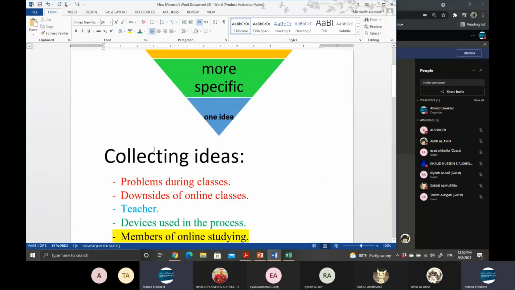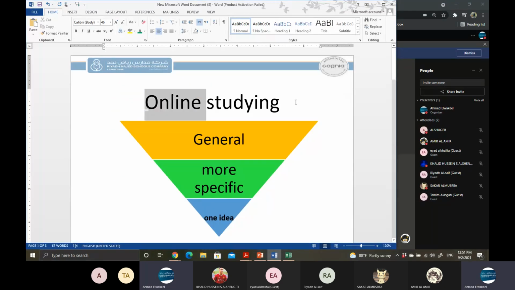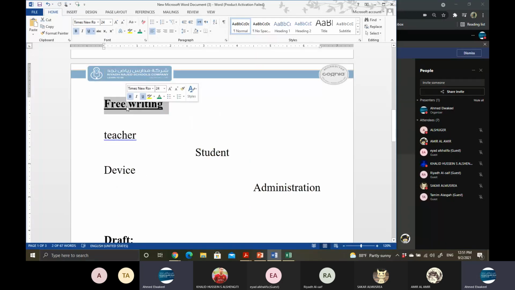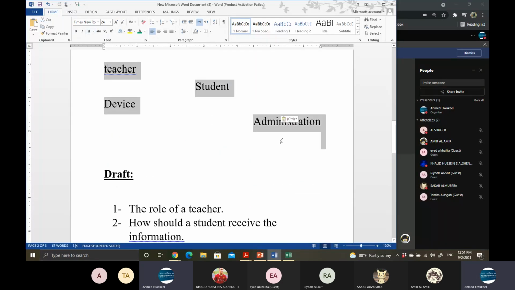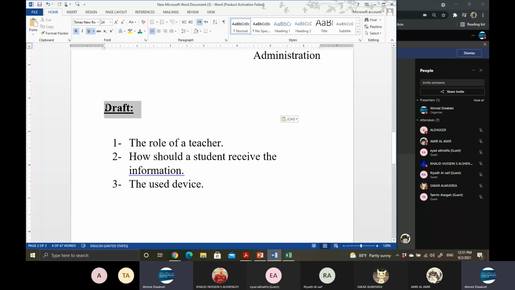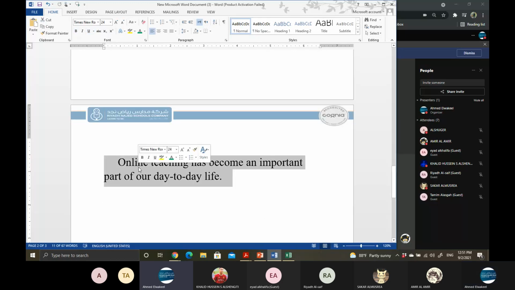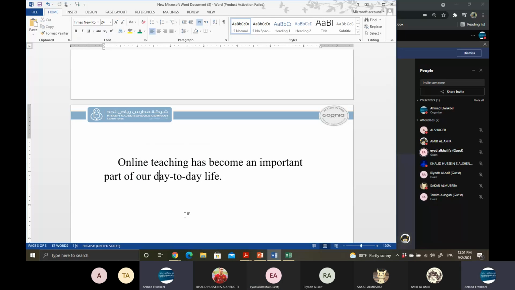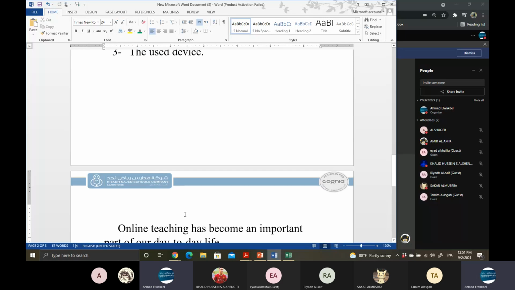Okay, Iyad? So start first by determining the title, and after determining the title, we start by the free writing, and after the free writing, we try to collect some ideas and information, do our drafting, and later to do what? And later to start writing. So far, so good. Okay, teacher. Any questions so far? Amir, Khalid, Riyad, Saqr, Tamim? Questions at all?